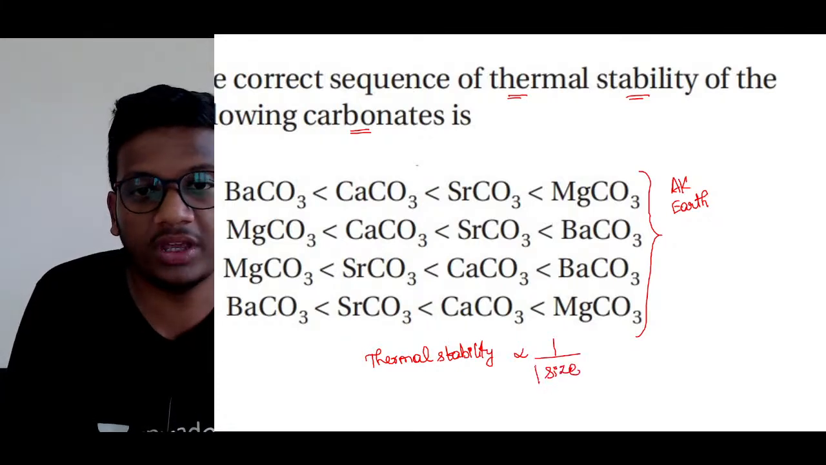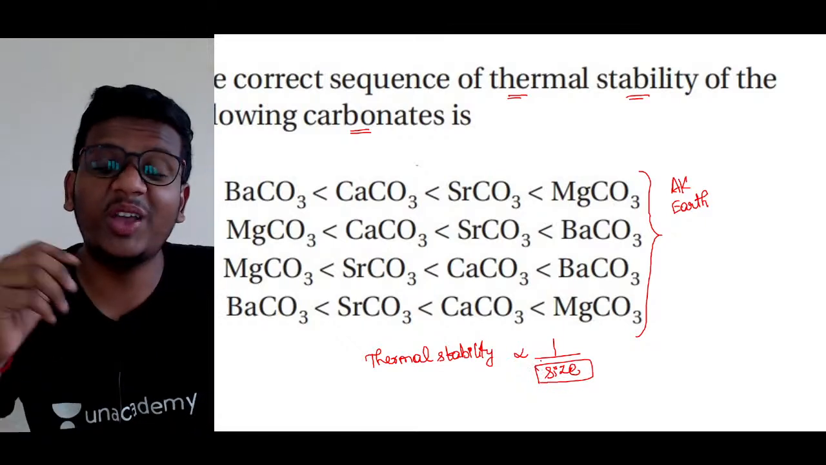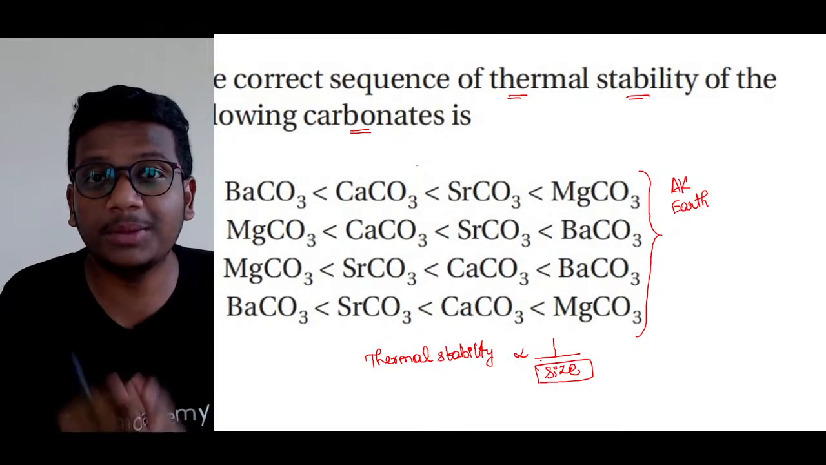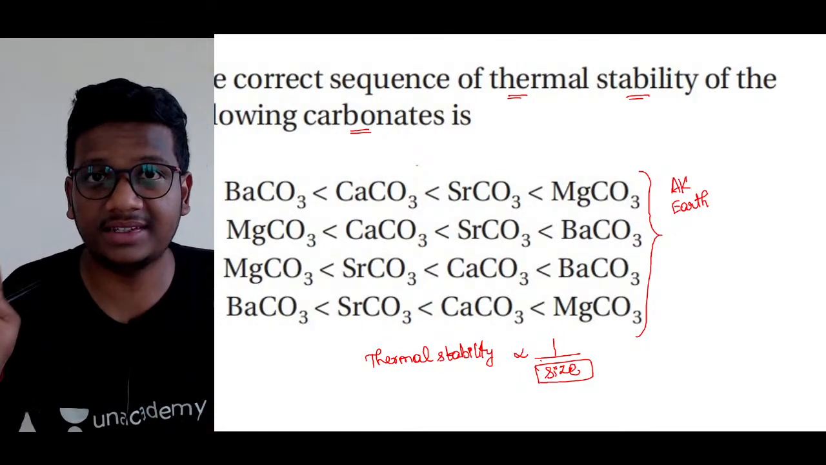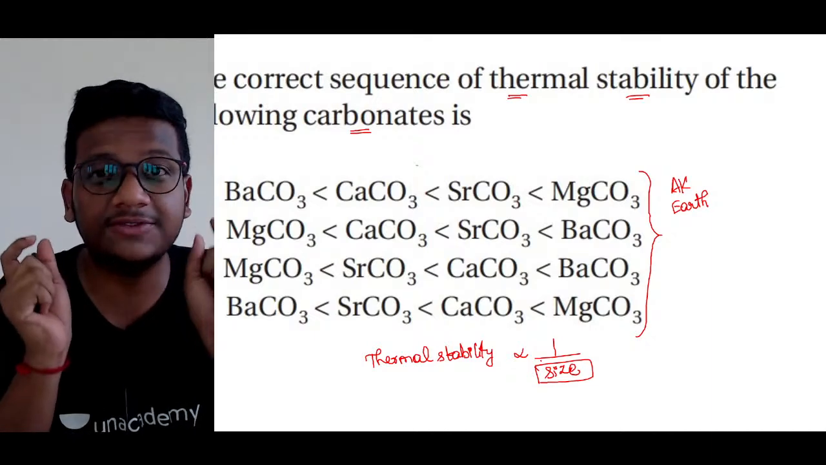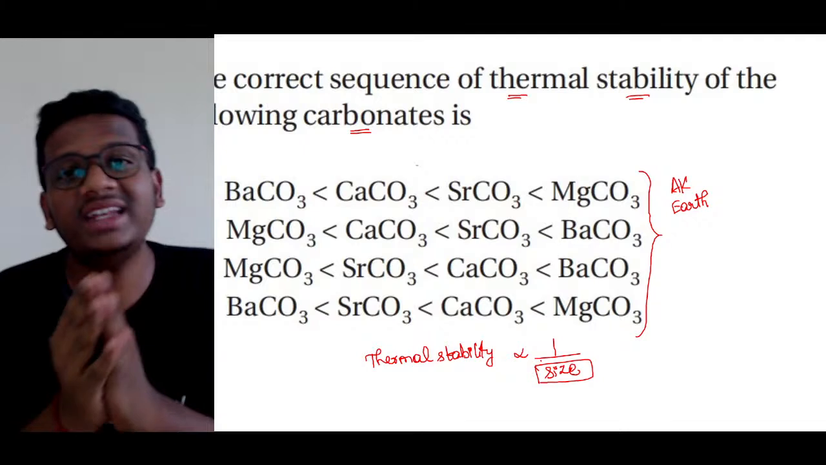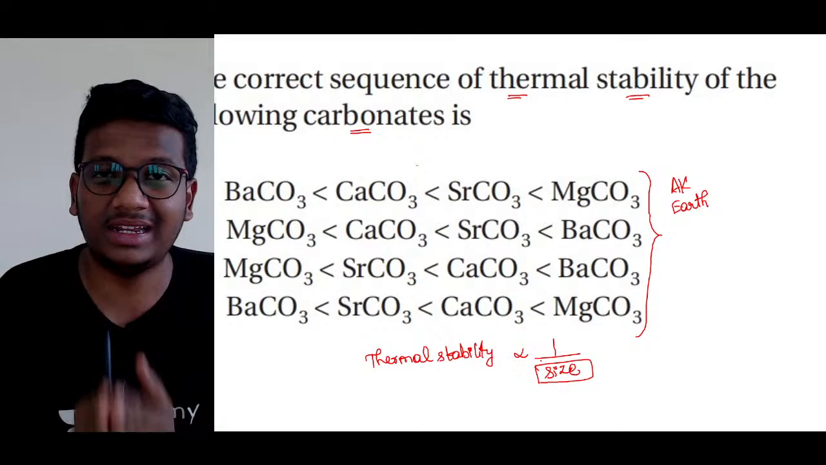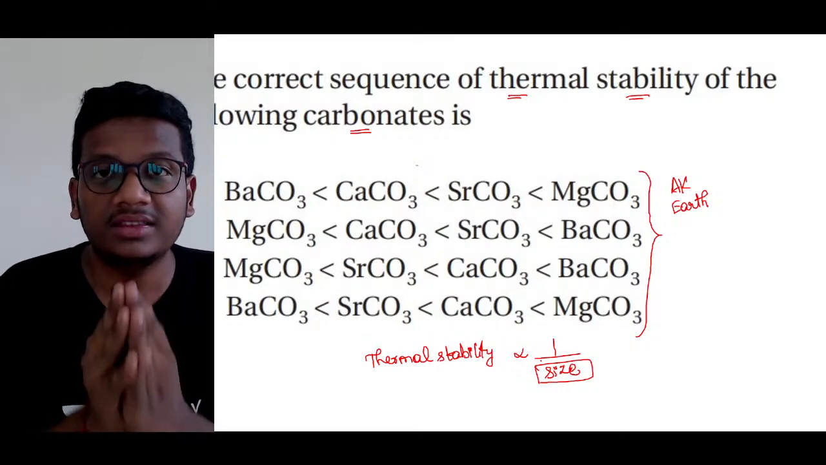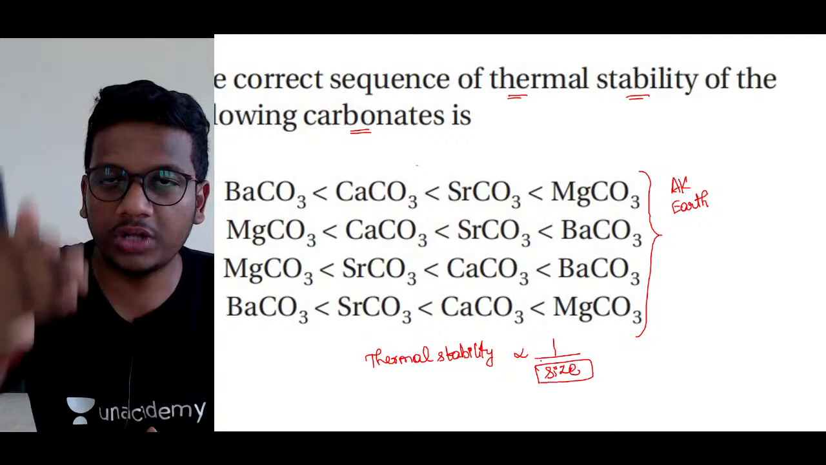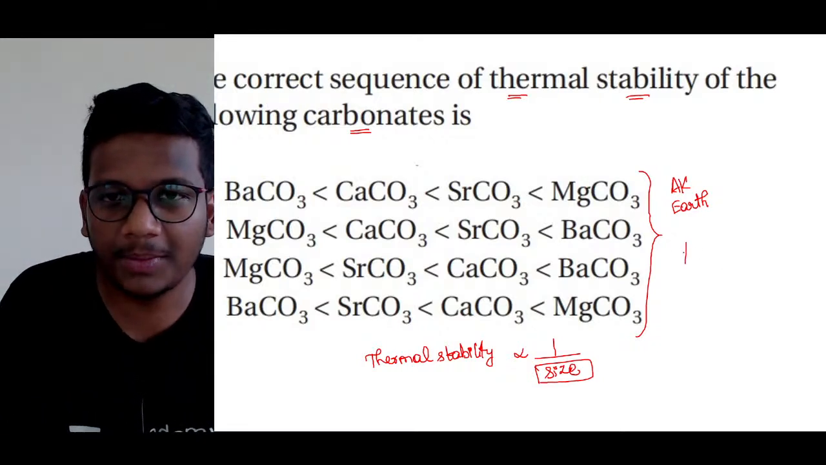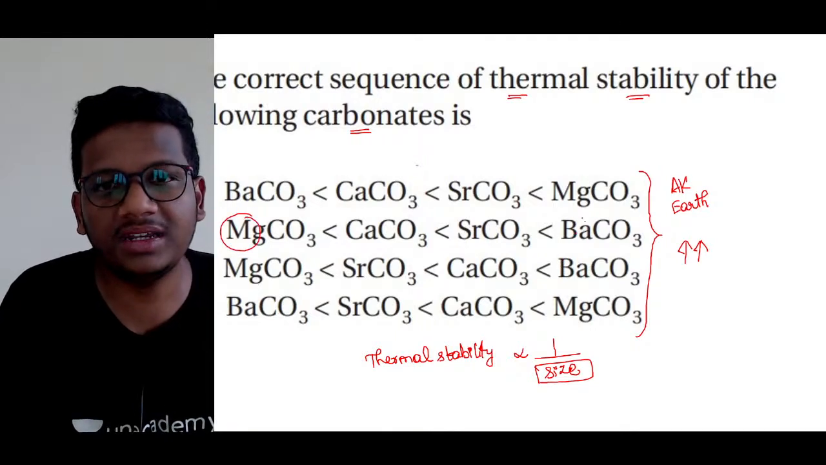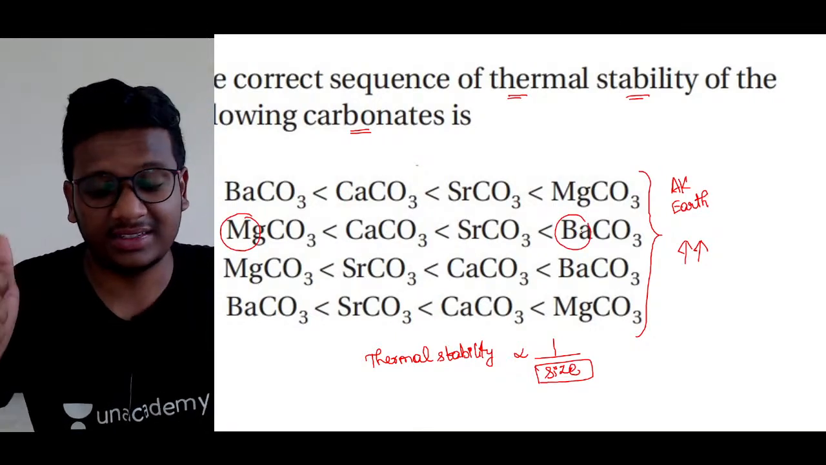Okay, as the size increases, the ionic character decreases, and the thermal stability increases. Note down, these are the lines, very important. Thermal stability is inversely related to the size of that metal cation. That is most important. If you go from top to bottom of the group, the size of the metal atom increases, right? So magnesium is the smallest one and barium is the biggest one, right? Yes, I hope you have got it.